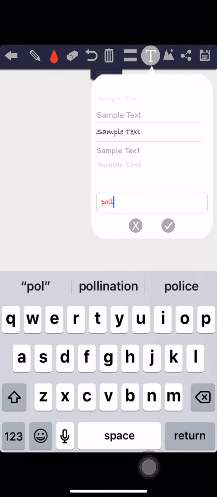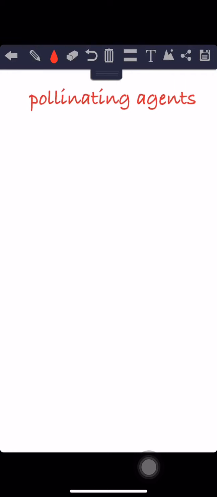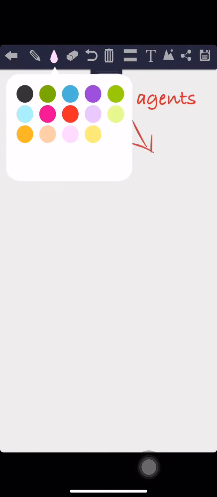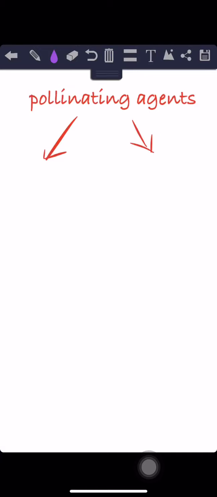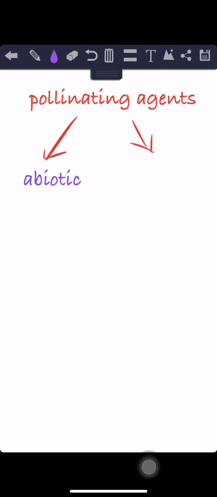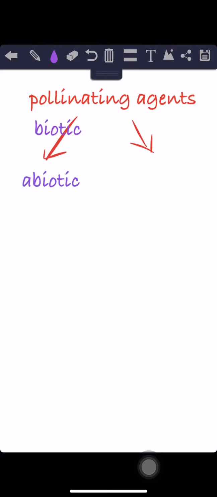So, how many pollinating agents are there? Let's see pollinating agents. Pollinating agents can be particularly of two types. Remember, children. What are those? First is abiotic, and next biotic. So, there are two kinds of pollinating agents, abiotic and biotic.